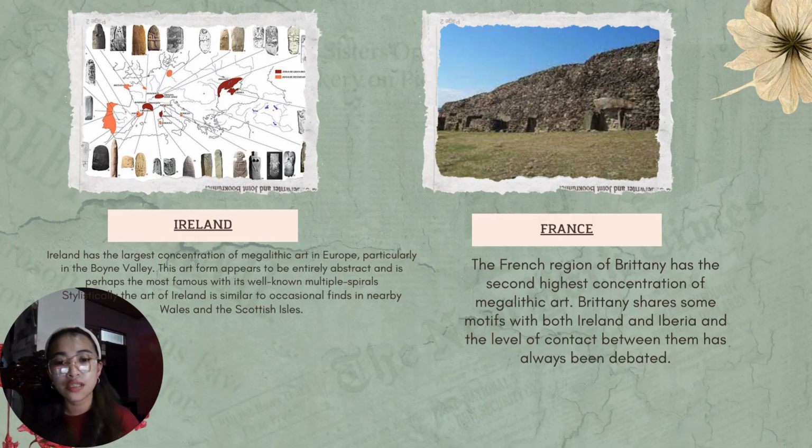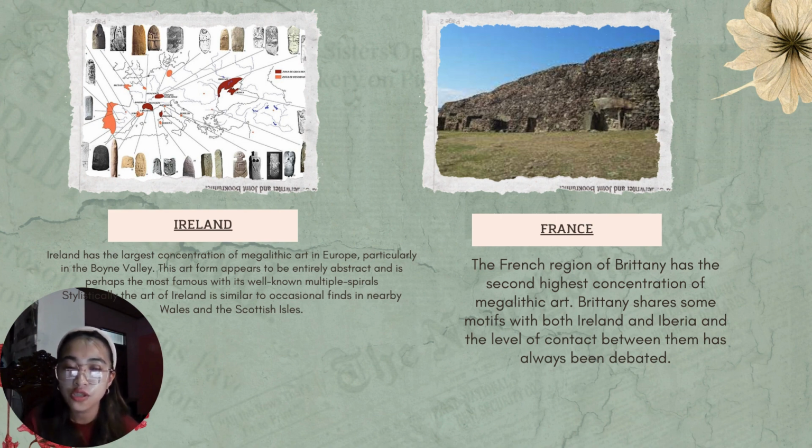Ireland has the largest concentration of megalithic art in Europe, particularly in the Boyne Valley. These art forms appear to be entirely abstract, and perhaps the most famous is known for its multiple spirals. The art of Ireland is similar to occasional finds in nearby Wales and the Scottish Isles. 70% of Ireland's ancient decorated rocks and stones are found in the Boyne Valley, and it has been suggested that much of this artwork is derived from states of altered consciousness.